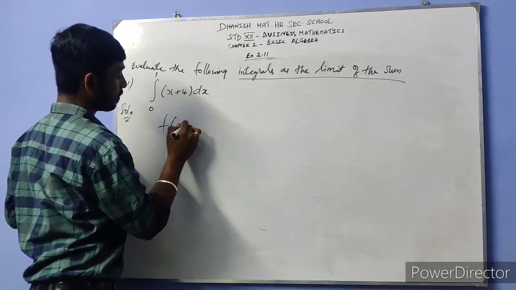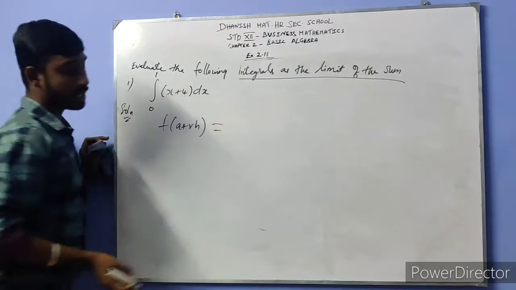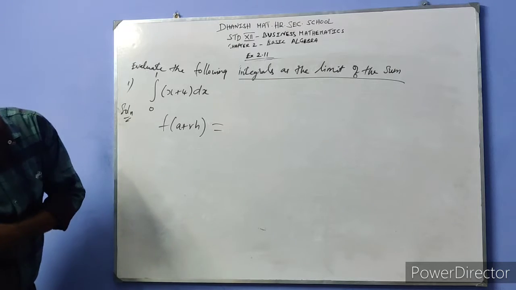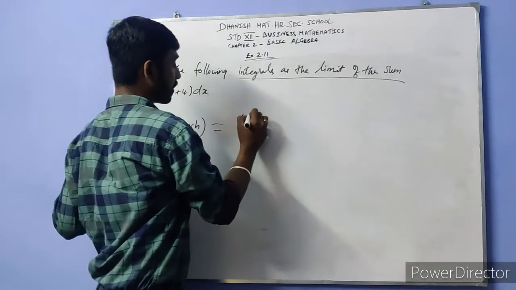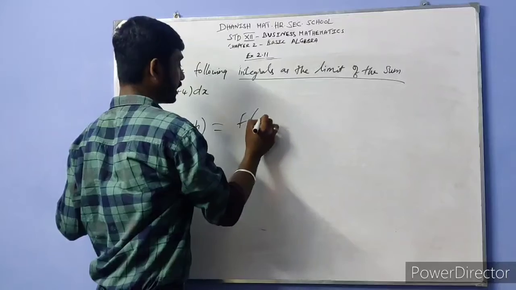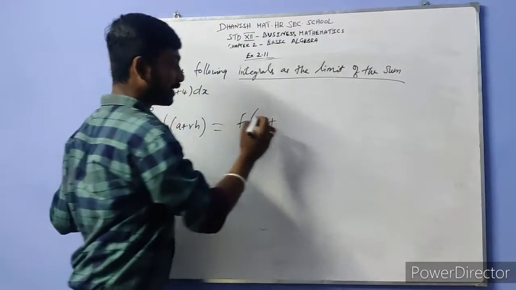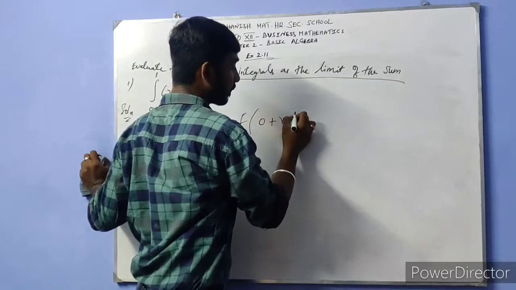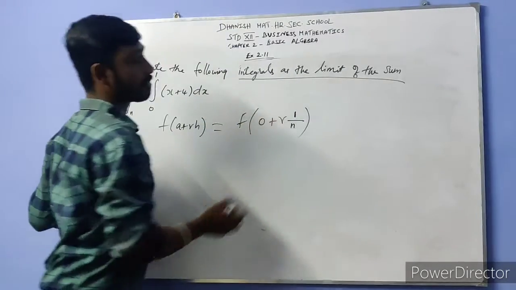f of a plus rh here. What is the f of x value? That will be f of x equal to x plus 4. So let's find out this one. f of, what is the a value? That will be 0. Plus what is the r value? We don't know. So what is the h value? That will be 1 divided by n here.